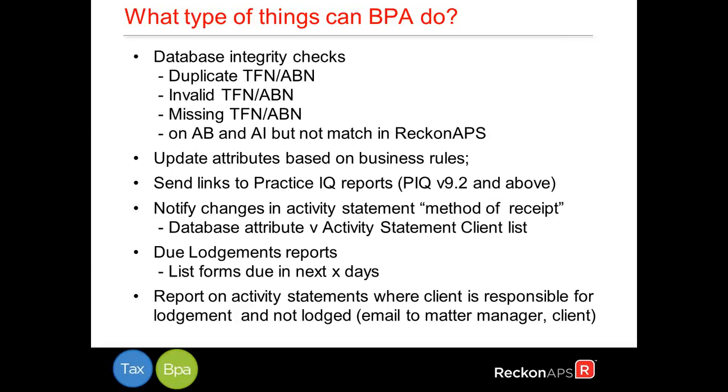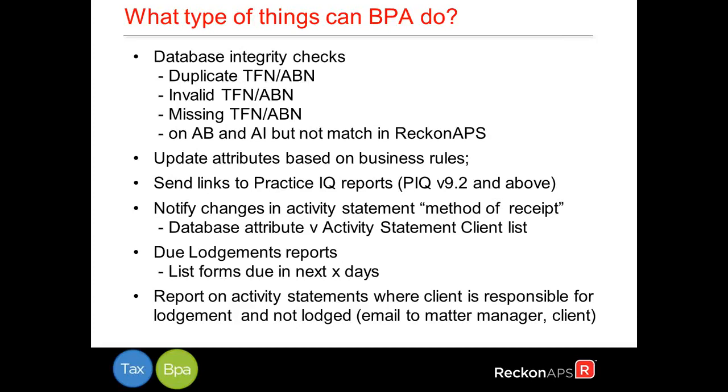We can also update attributes based on certain business rules. We know that from some of the reports we can get from the ATO, things like the method of receipt. Whether the activity statement's received in paper, electronic, or internet, we can update certain attributes on the database with that information once we receive it. We can also send links to Practice IQ reports for those users who are using Practice IQ version 9.2 or above.